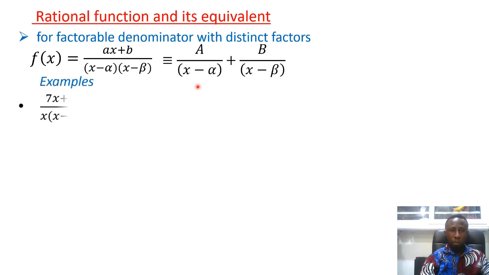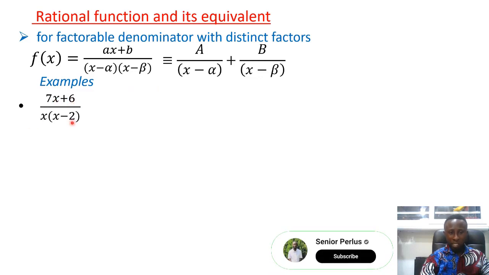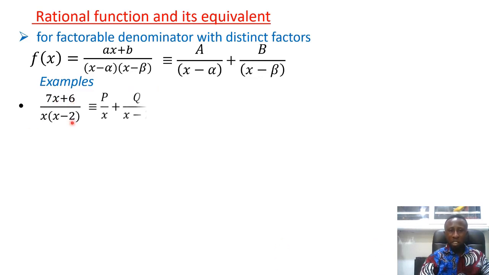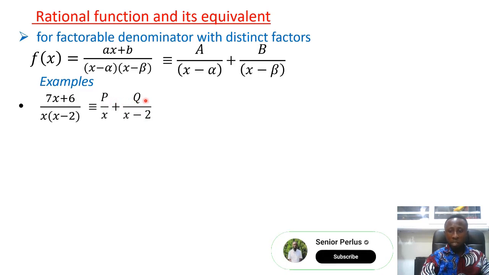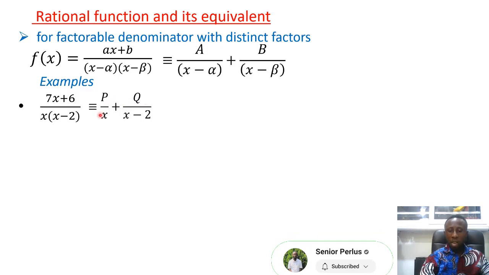Example, 7S plus 6, this. In order for us to get the answer, you have to know its equivalent. So always the denominator is what we know. So we take any alphabet P, then one of the numerators, the first numerator S, plus Q out of this S minus 2. Before we start solving it, with partial fraction it's difficult to get a numerator. That's why we always represent the numerators with an alphabet. So this is how the equivalent goes.